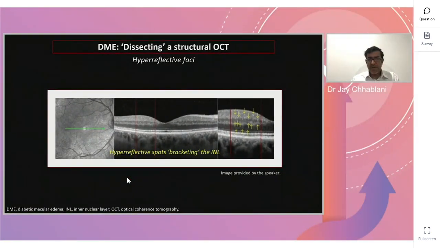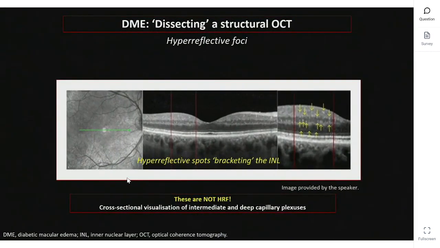What about this picture? If you look carefully, you are seeing that there are some hyperreflective dots shown here with the yellow arrow. But these are not hyperreflective foci. They are primarily the cross-sectional visualization of the intermediate and deep capillary plexuses, which we are able to see even on the structural OCT. So do not get confused by calling these hyperreflective foci. We already went through how they actually look. And these hyperreflective spots shown here are not signs of inflammatory foci, but just a cross-section of the deep capillary and intermediate plexus.